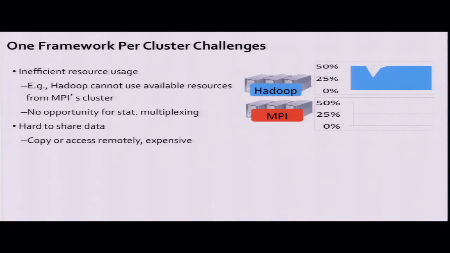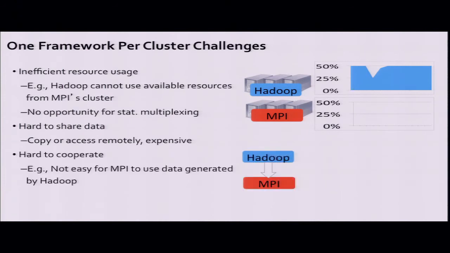The other thing, remember, here we are talking about big data. In many of these cases, with Hadoop and MPI, you want to share the same data. And if you have two clusters, what do you do about data? You replicate it, which is pretty expensive. You access it remotely, which is pretty expensive from the point of view of performance. And finally, it's hard to cooperate. If you want to write an application or a pipeline which uses Hadoop to preprocess some data and MPI to implement some linear algebra optimization on the data, how do you do it? It's hard.